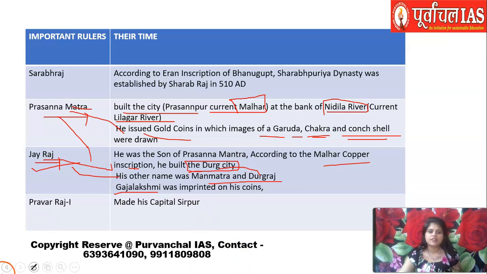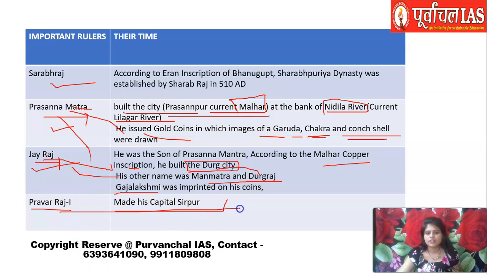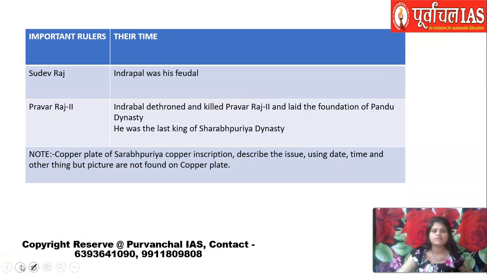Then this Pravaraj first, he made Sirpur his capital. Like we know, in Sharabraj's time the capital was Sharapur. In Prasannamitra's time, it was Prasannapur, that is Malhar. Then in Pravaraj's time, it was Sirpur, which became the capital of Sharapuriya dynasty. We have Sudevraj also. To know here that Indrapal was his feudal. Now, who is this Indrapal?